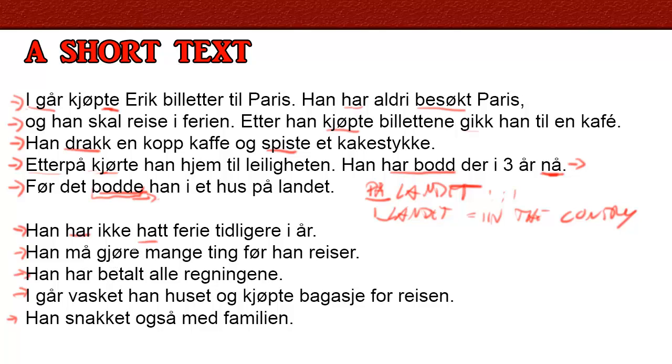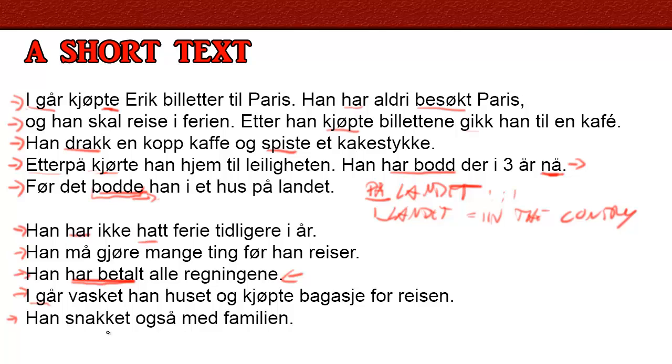He has to do many things before he goes, that's future. He has paid all the bills. It's not so interesting when he did it. It's the fact that he has done it that's interesting. Has paid. I går, time expression: he washed the house and bought luggage for the trip or the traveling.